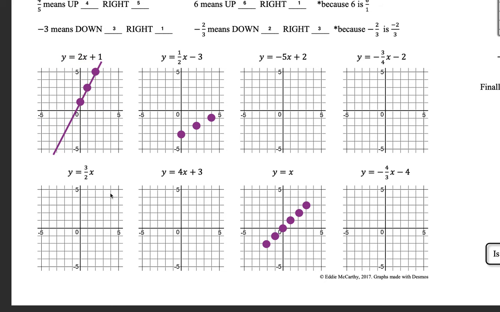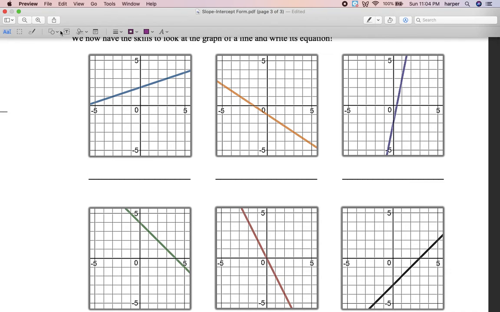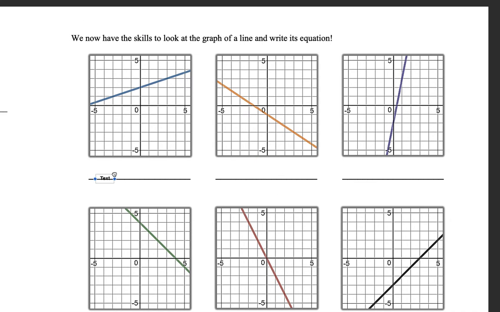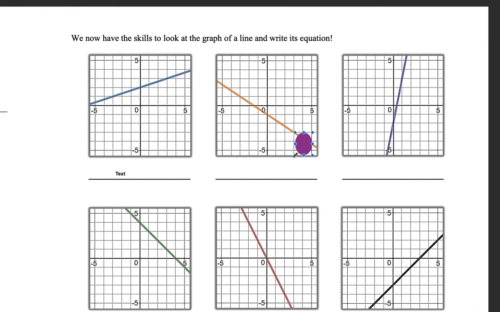There's that beautiful line. This next one is going from a line to an equation. So our first step is let's measure some points. Right here is our y-intercept. So that's our first thing.